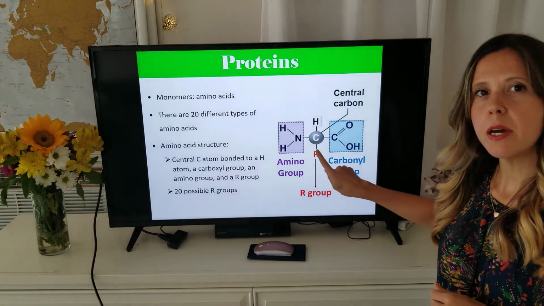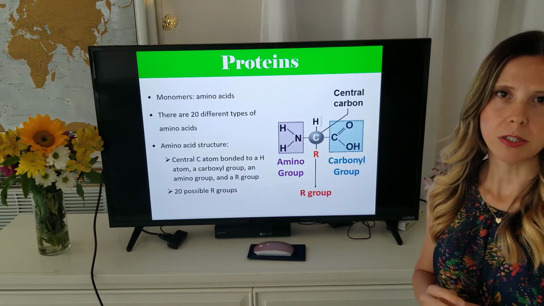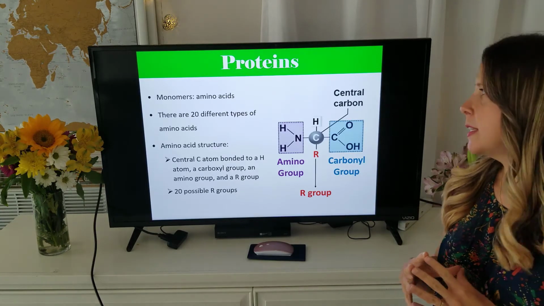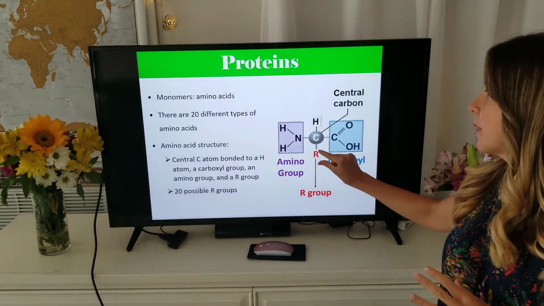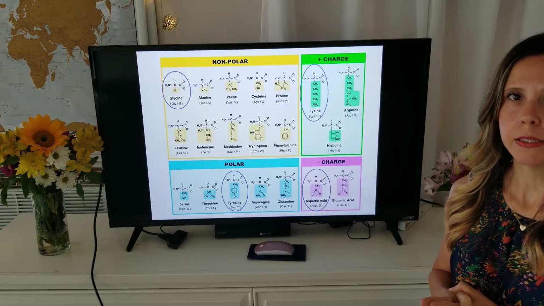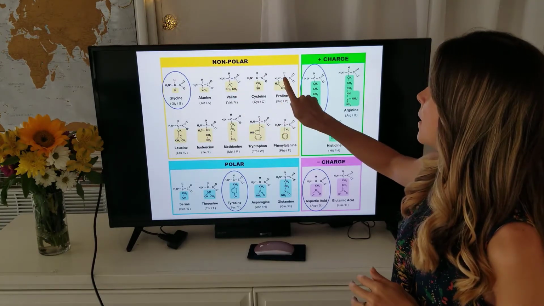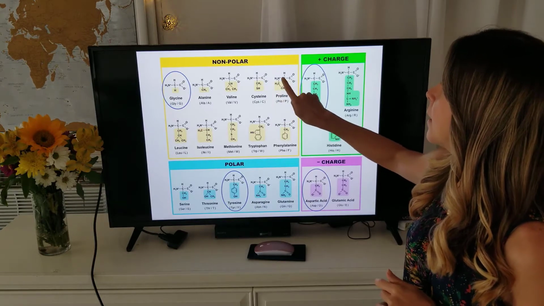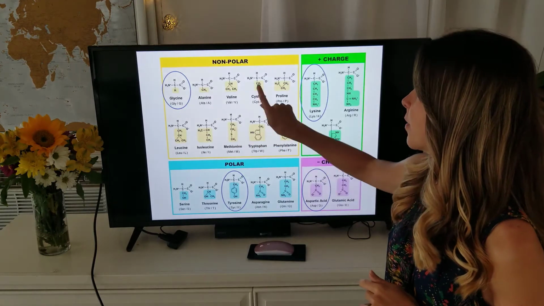This last group over here we call the R group, and that R group is what changes from one amino acid to the next. So we have 20 different possible amino acids. All 20 will have exactly the same components, except for this R group will be different. This table lists all 20 amino acids. If you look carefully, you'll see in each of them the central carbon atom bonded to a hydrogen atom, bonded to your carbonyl group, bonded to your amino group. What's changing? The R group in each of them.